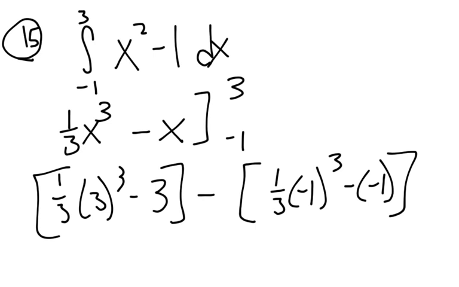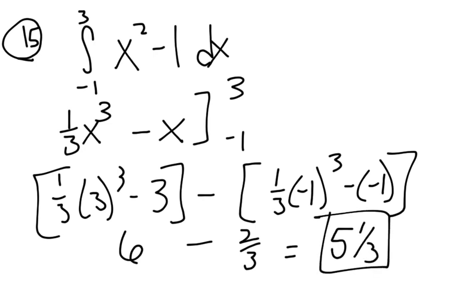So that's 27 divided by 3 is 9. 9 minus 3 is 6, minus -1/3 plus 1 is 2/3. 6 minus 2/3 would be 5 1/3. So that's the answer there. So in effect, we're finding these areas between the curve and the x-axis without having to draw the curve and use geometry formulas, because honestly we don't really have geometry formulas that are very helpful without using calculus to find the area of these curvy regions.